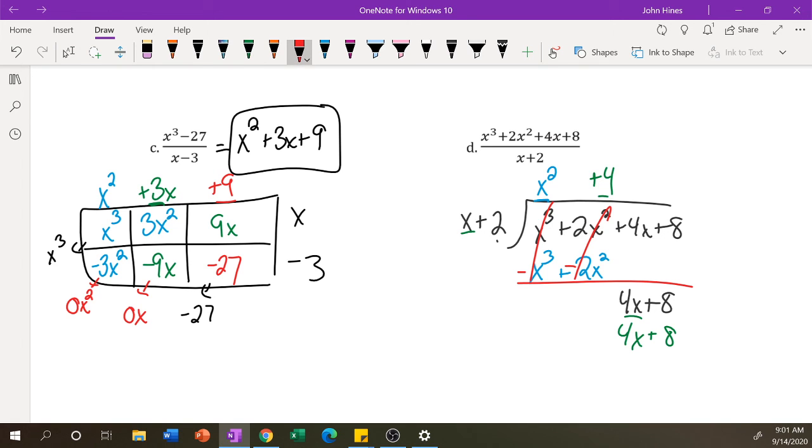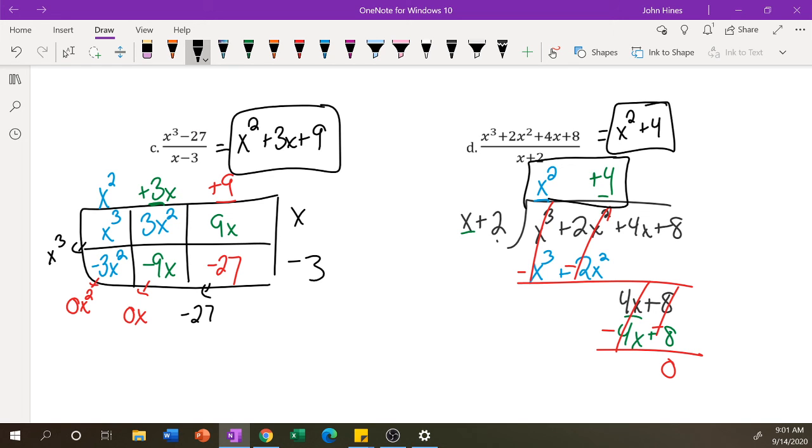So when I change my signs to subtract here, we end up with a remainder of 0. So my quotient comes out to be x squared plus 4. That's my answer right there. The answer just happens to be x squared plus 4, and hopefully the smartboard stops disconnecting like it did this entire video.